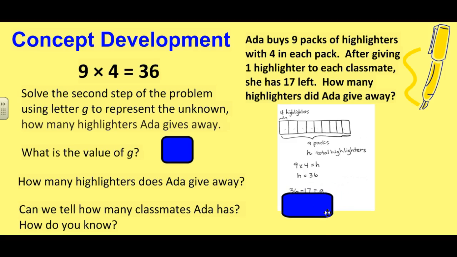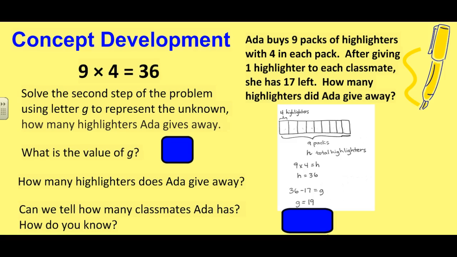So the equation I was looking for was 36 minus 17 is equal to G. Because if we have 36 altogether and we have 17 left, we can subtract those two to see how many she gave away in the beginning. So G was equal to 19. So that answers our question for how many she gave away. So Ada gave away 19 markers.